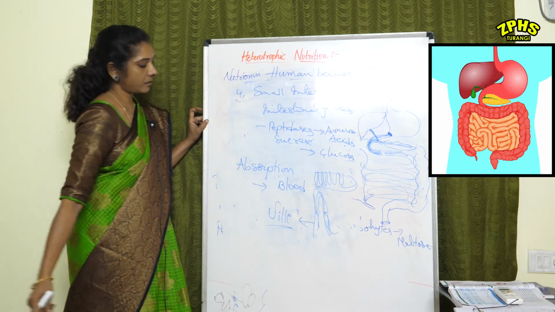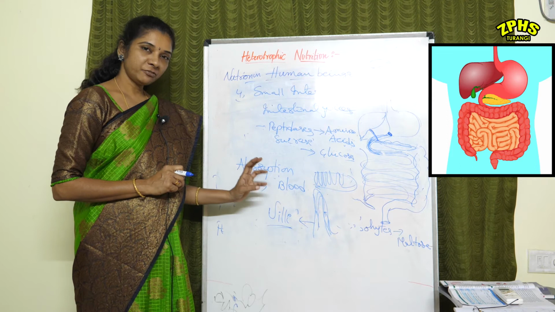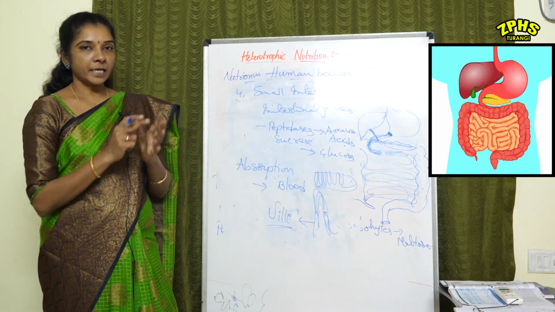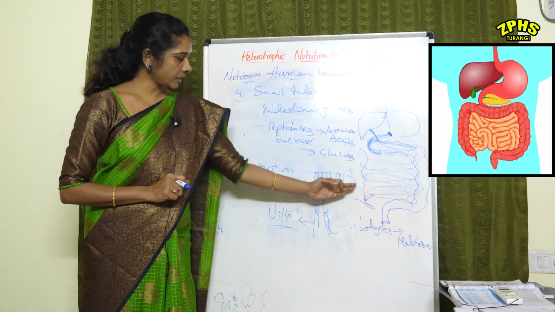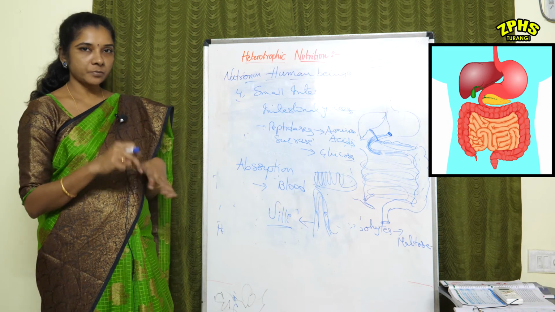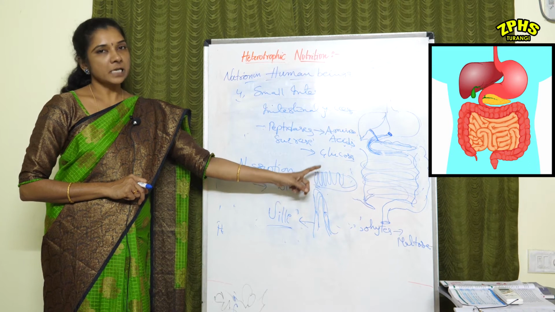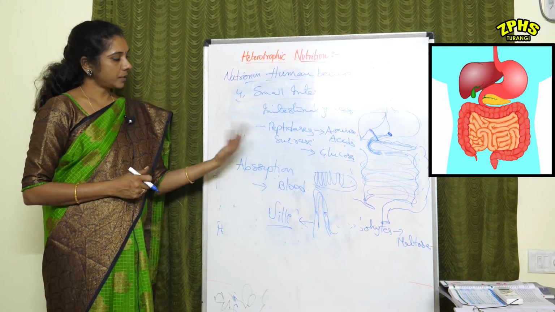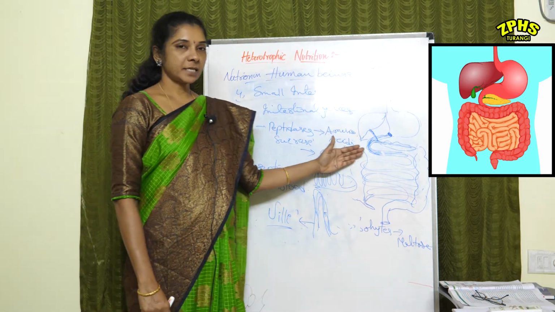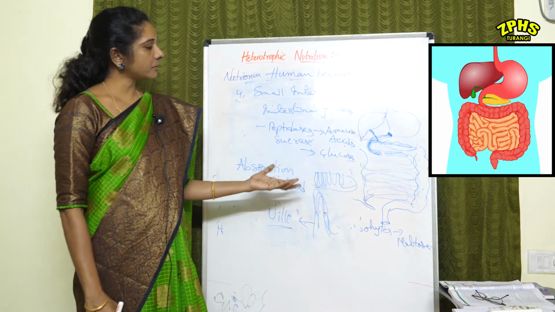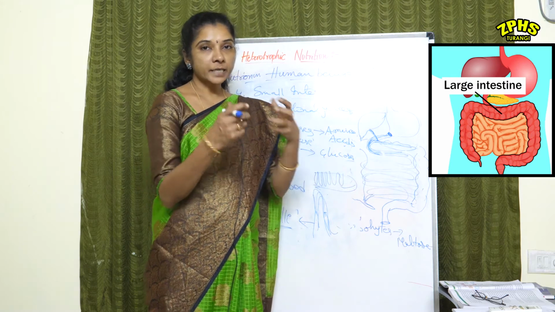Why are these villi helpful in our digestive system? The first point is to absorb the food, and the second is to increase the surface area. If there were no villi, the surface area would be less, so less food would be absorbed. By these villi, the surface area is increased and the absorption of food will be more. That is about absorption. After this absorption, the rest of the food material enters the large intestine. Here the water is absorbed.